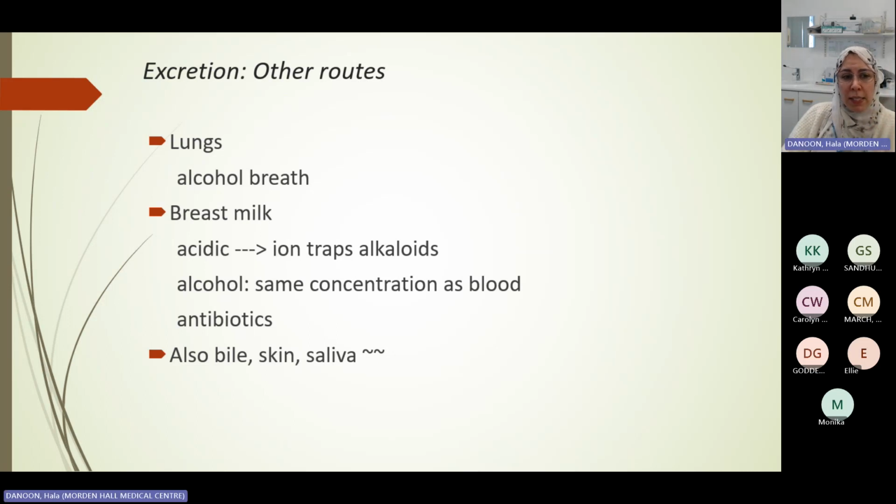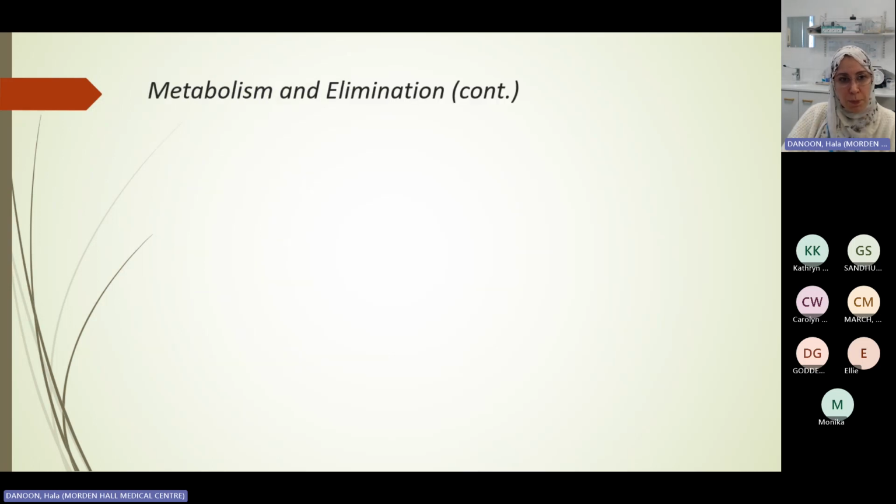Now, acidic drugs or high iron can be excreted into breast milk. Alcohol has the same concentration as blood, and some antibiotics can be excreted through the breast milk. We also said bile, skin, and saliva. These are your other fluids that can contain some of the metabolites of the drugs that we consume.